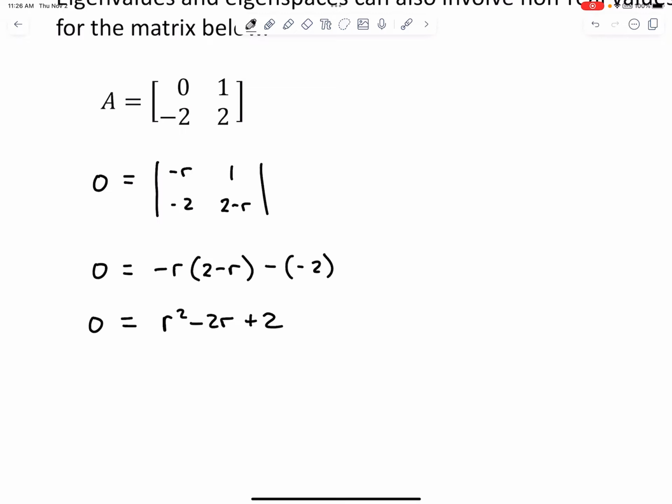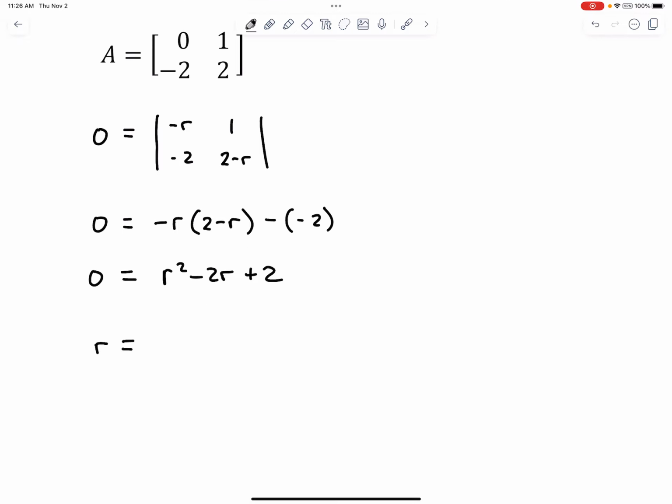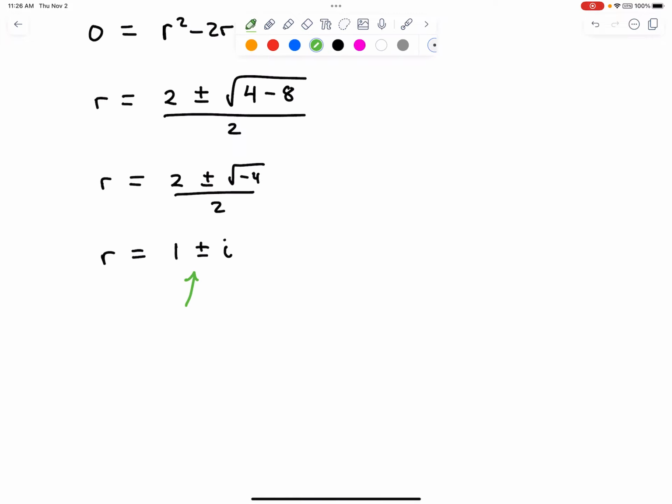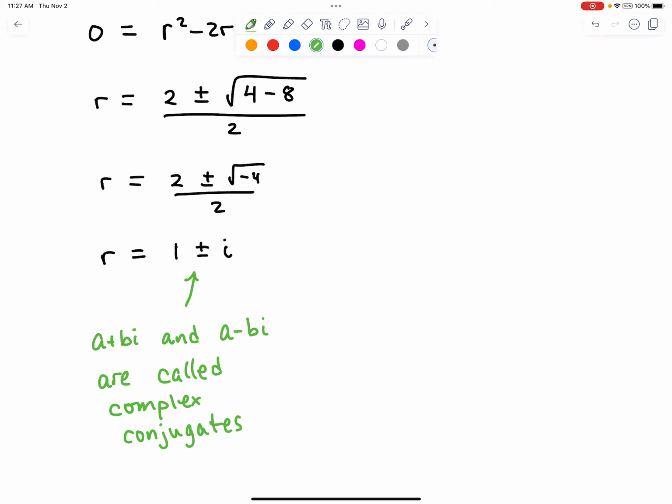This polynomial does not factor, so we use the quadratic formula. So the opposite of b will be 2 plus or minus the square root of b squared, which is 4, minus 4ac, that'll be minus 8, all over 2a, which will be 2. This gives us 2 plus or minus radical negative 4, all over 2. The radical of negative 4 is 2i, and then dividing everything by 2, we get 1 plus or minus i. Now these two roots are called complex conjugates of each other. And in general, a plus bi and a minus bi, where b is positive, are called complex conjugates.